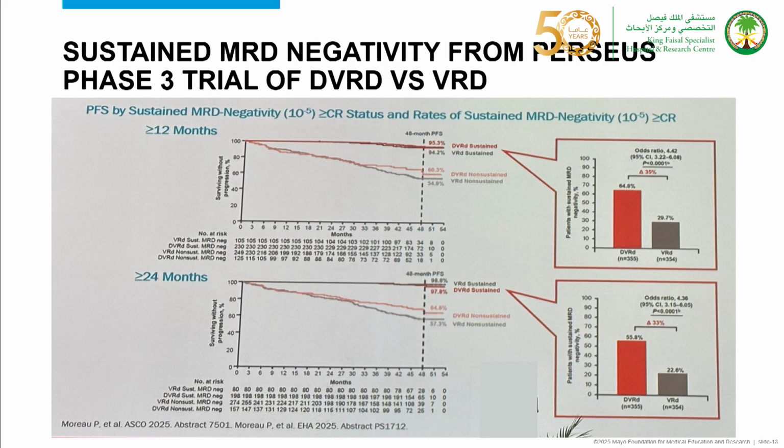But if you got there, if you were lucky enough to get there, the gray bar, you had as equal kind of PFS, at least at 48 months, and the same thing for 24 months sustained MRD negativity. Okay, so are we ready to consolidate based on MRD status? So we don't have an answer to the question, but here's a clinical trial looking at that question.